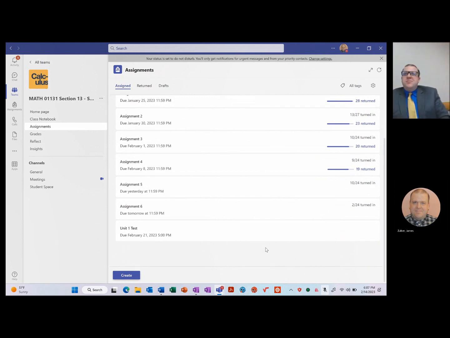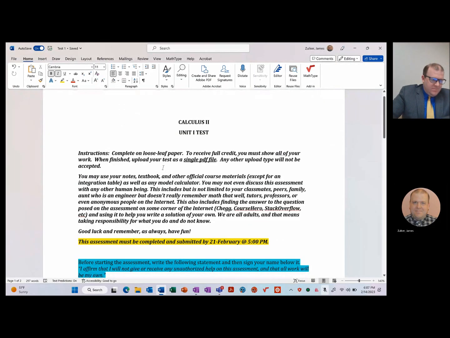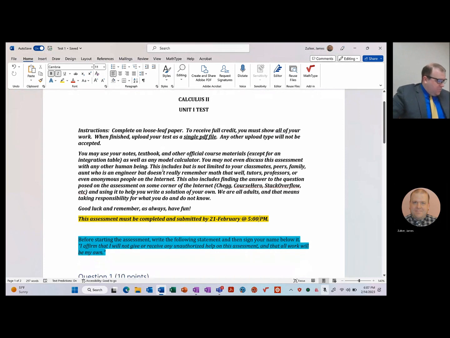First test is now available. What you will do, complete the test on loose leaf paper. You have to show all of your work to receive full credit. Once you finish, you're going to scan your test as a single PDF file. All right, so multiple pages will be a multiple paged PDF file. When you go to upload it, of course, then you'll just upload that one PDF file.